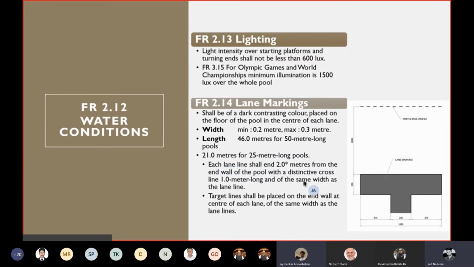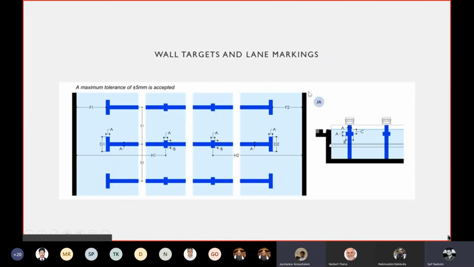I will explain the details. These are the wall target details, which I will explain again later. For a 50 meter pool, this is about 46 meters. This distance is about 2 meters from each end wall. This width is about 1 meter. This particular dimension is about 1 meter. This is also mentioned very clearly. These are the wall targets again. The dimensions of 0.2 to 0.3 are the width here and across the height here. So this is about the wall targets and lane markings.